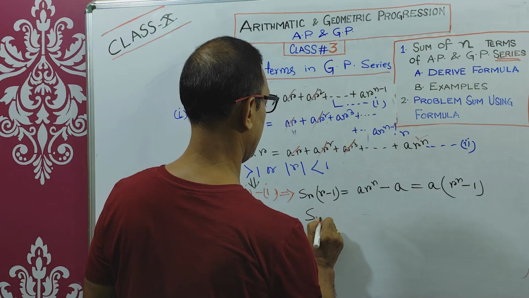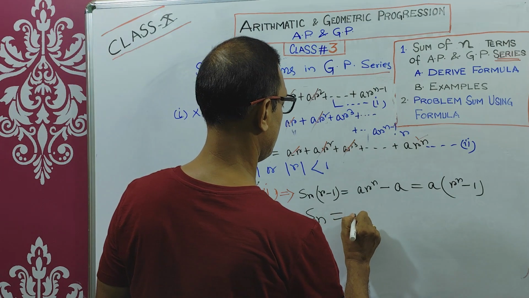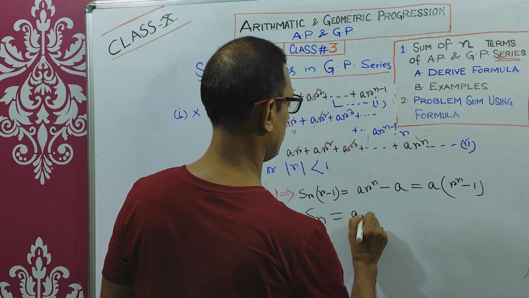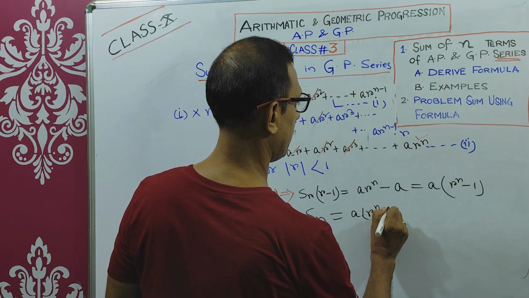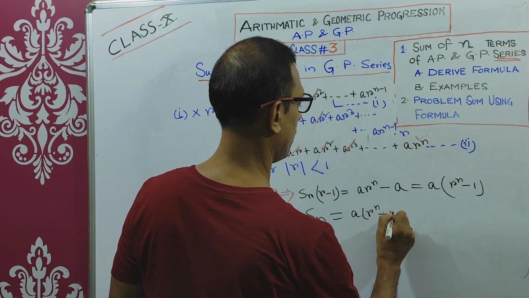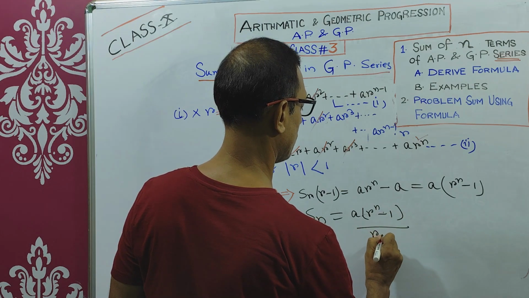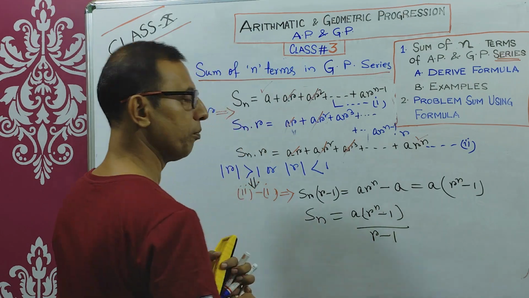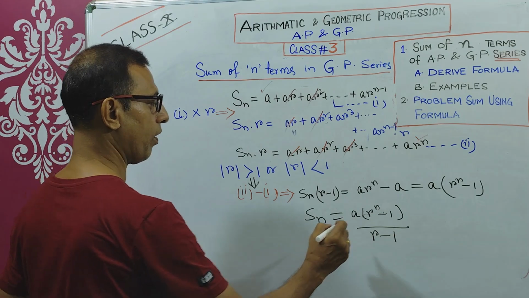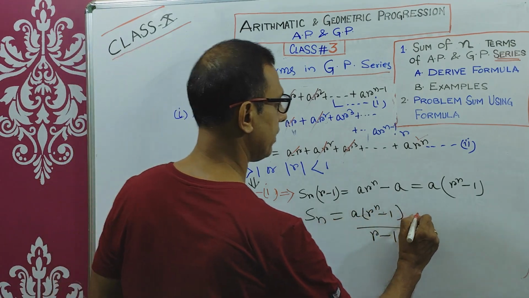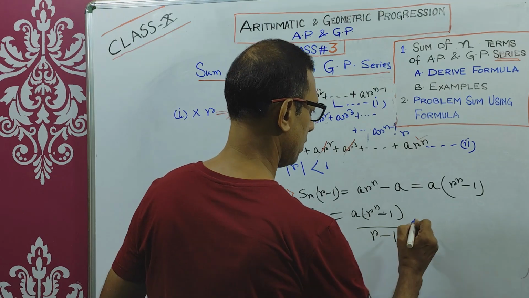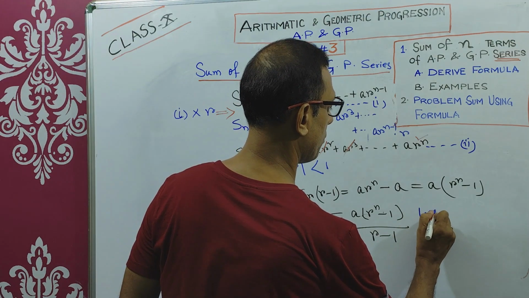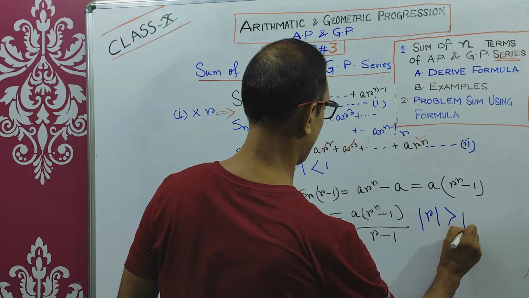So Sn will be equal to A into R to the power n minus 1 by R minus 1. This will be one, where mod R is greater than 1. This equation is for mod R greater than 1.